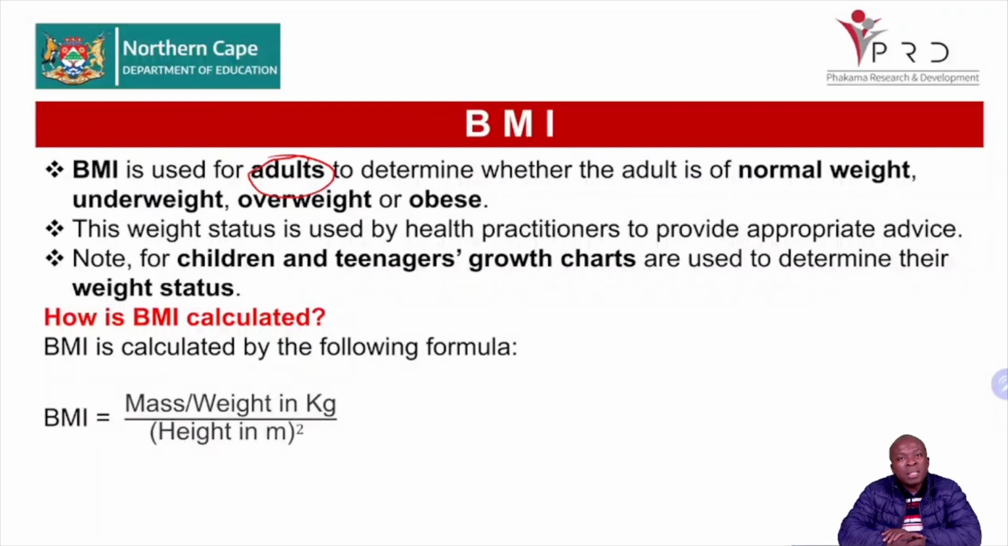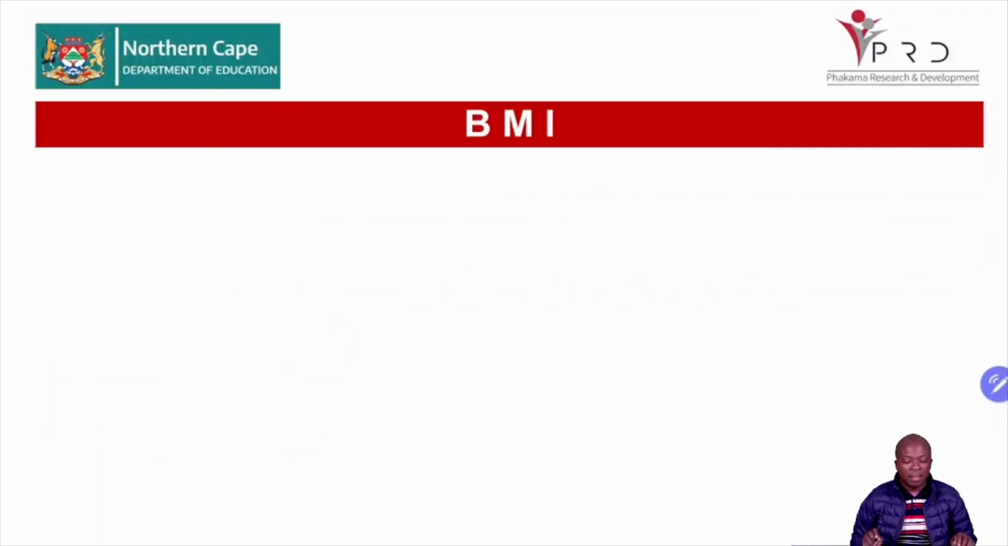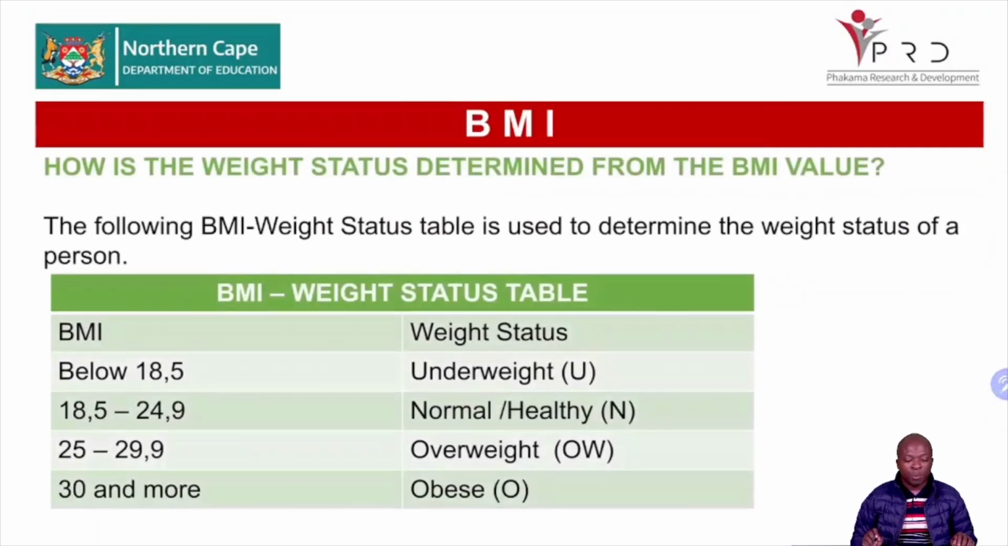Now, the question is, how do we calculate BMI? To calculate BMI, you use the weight of the person divided by the height in meters squared. That is why you see the unit as kilogram per meter squared. The weight or mass of the person divided by the person's height. All right, so let's move on to the next point.